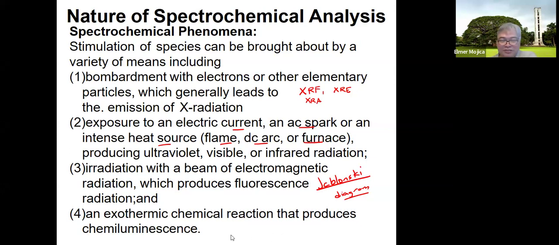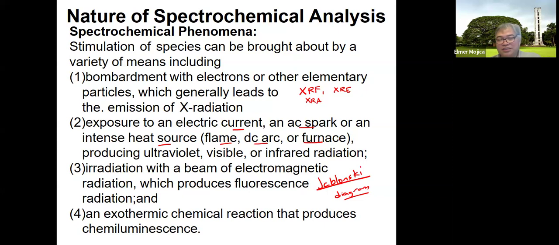And then we have an exothermic chemical reaction that produces chemiluminescence. So this is where I think the example is the firefly. It's an example of what we call chemiluminescence. So you can have bioluminescence or chemiluminescence or just luminescence, the overall stuff that you have there.